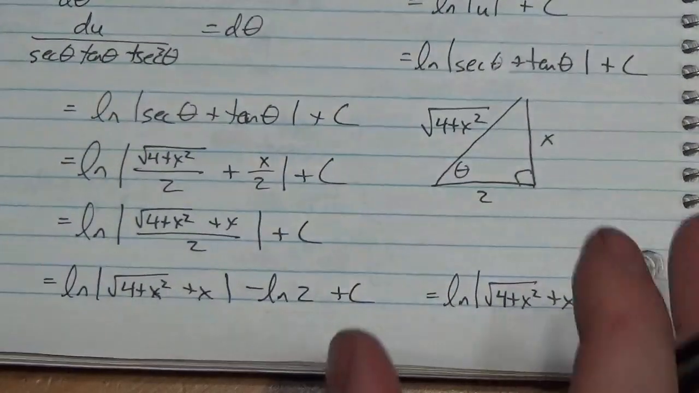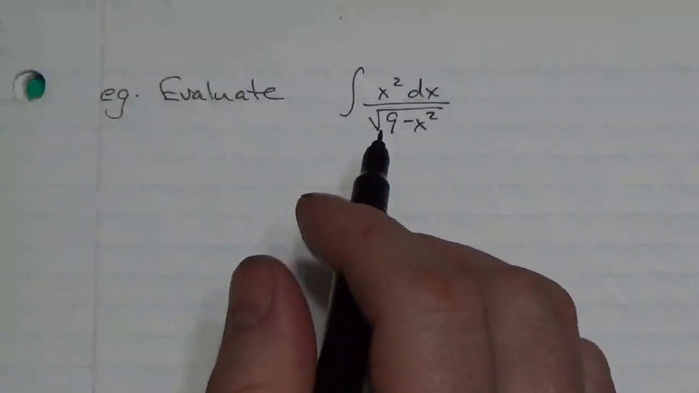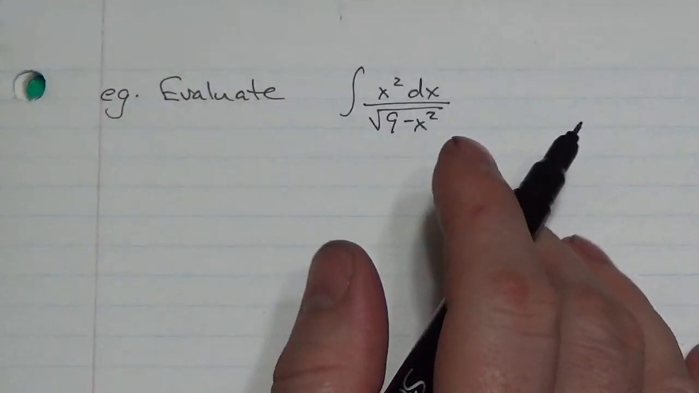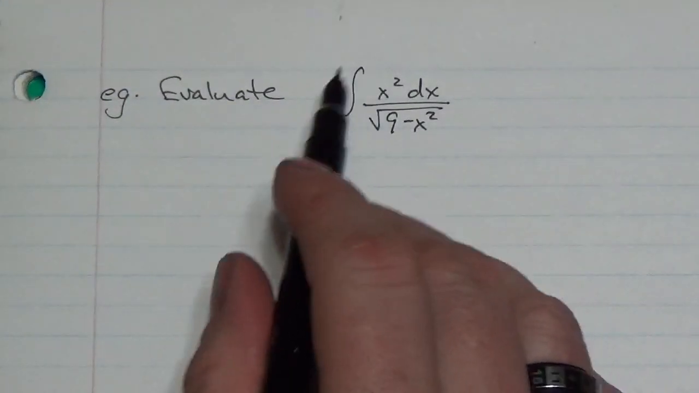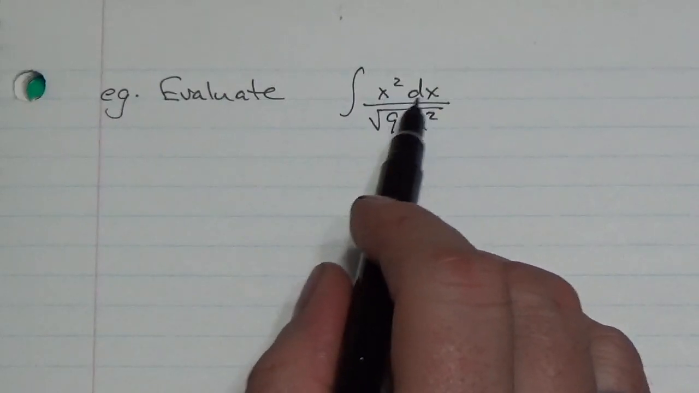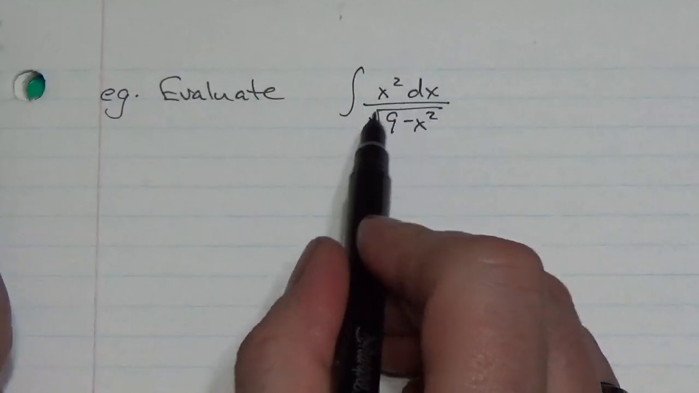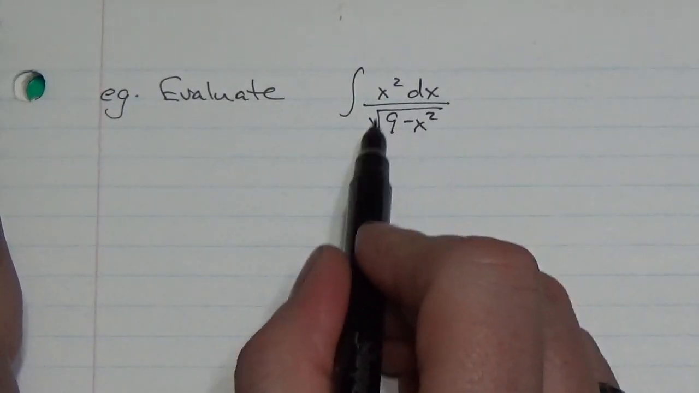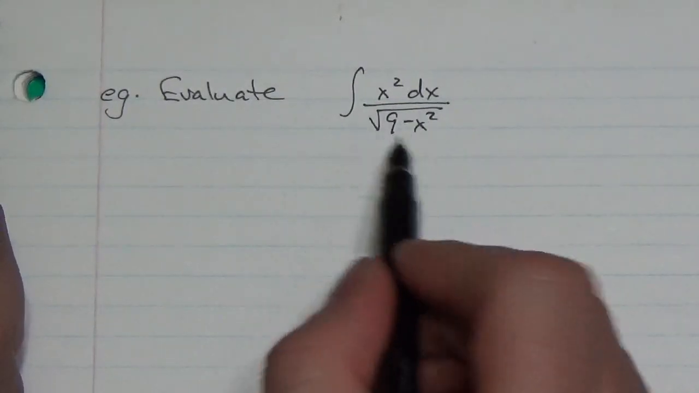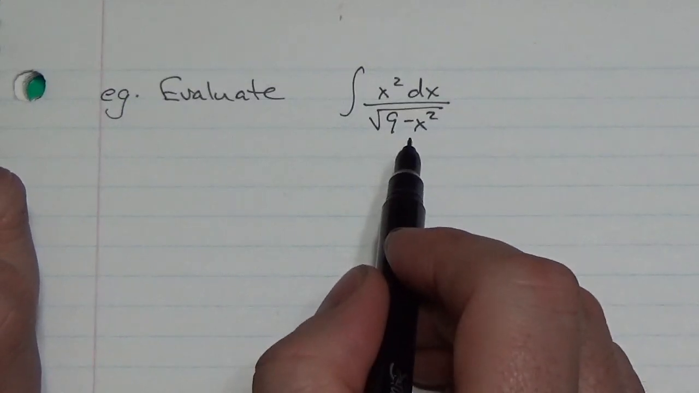Okay, and there you go. Okay, I want to do just one more example with you of trigonometric substitution. So the question here is: evaluate the integral of x squared dx over the square root of 9 minus x squared. Okay, and I recognize, again, this as being that sine substitution. This is like the first question that I did.